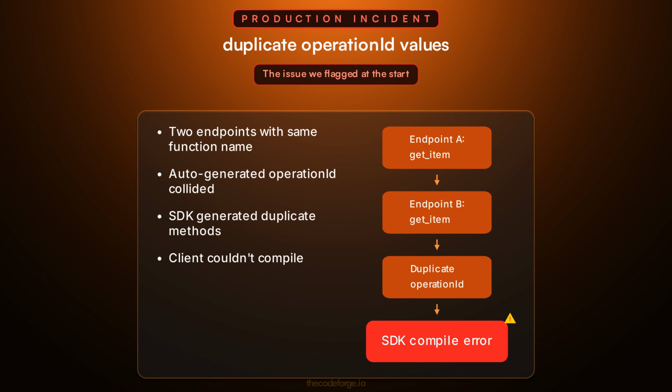Here's exactly why that happened. Two endpoints in different routers had the same function name, getItem. FastAPI auto-generated operation IDs from the function name, resulting in duplicate operationId values. Code generators used that as the method name, causing a compile error.